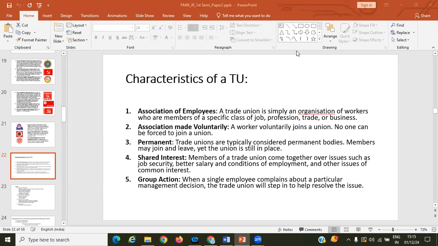What are the features we studied? First thing is the association of employees. It's a combination of people, and that association is formed based on the jobs, the skills, the industry, the profession. Doctors have one association, lawyers have one association, accountants have one association. So that means you can form an association on any basis.